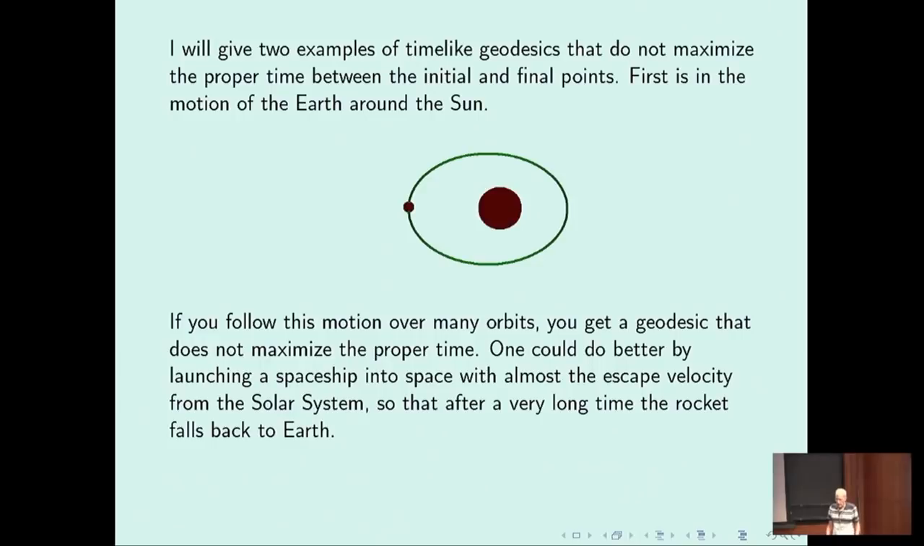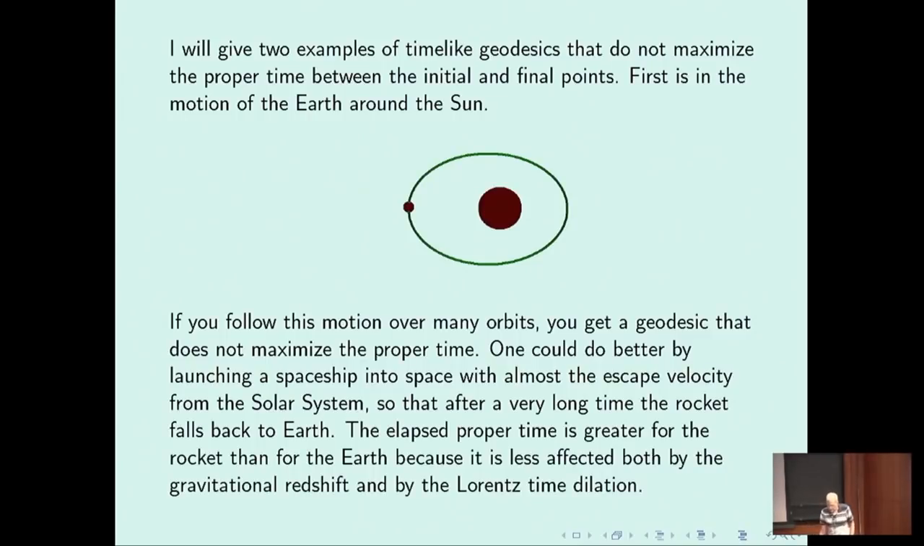That's because you could do better by launching a spaceship into space with almost the escape velocity from the solar system. So it goes way, way up, stays there for a long time, and you time its orbit properly so it falls back to Earth. That means while the Earth goes around many orbits, the spaceship goes way out here and then comes back. Well, the proper time that elapsed on the spaceship was longer than the proper time on Earth because the spaceship is less affected both by Lorentz time dilation and the gravitational redshift. So the motion of the Earth around the Sun, when continued for a long enough period, does not maximize the proper time.